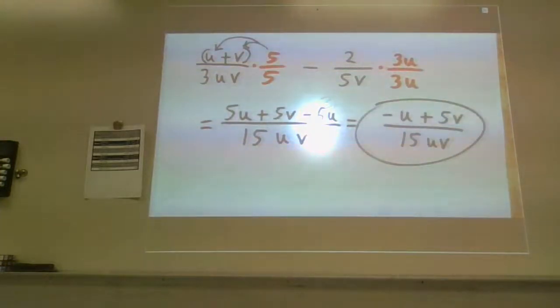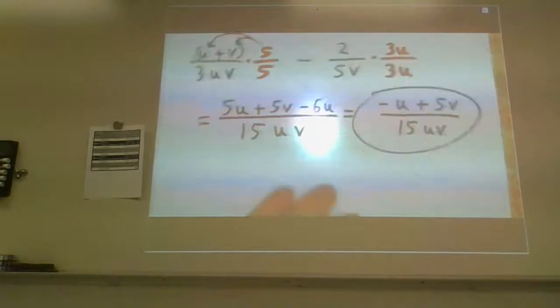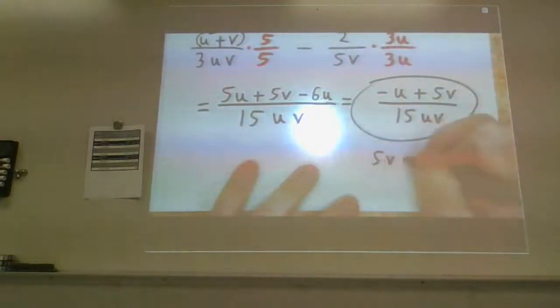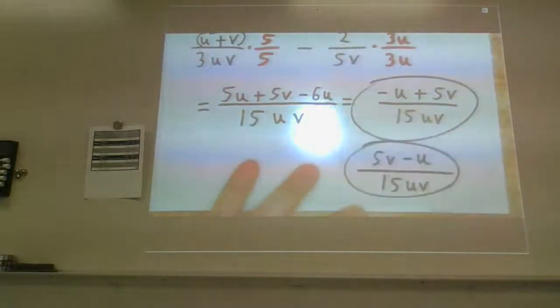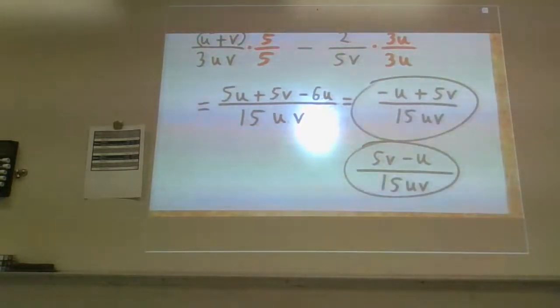You could also write your answer like this. This is another way of writing the answer. It's perfectly acceptable. You could flip those around. The u still stays negative and the 5v stays positive. But it's the same concept. That 5v still can't simplify because of the minus sign. But that's just another way of writing it. Either way is perfectly acceptable.